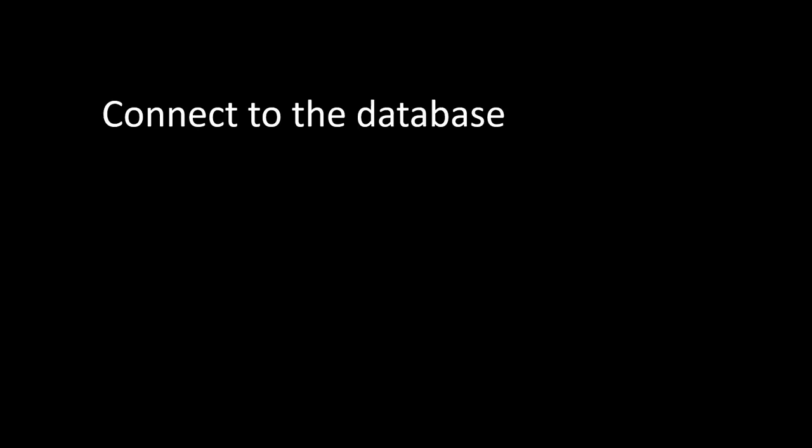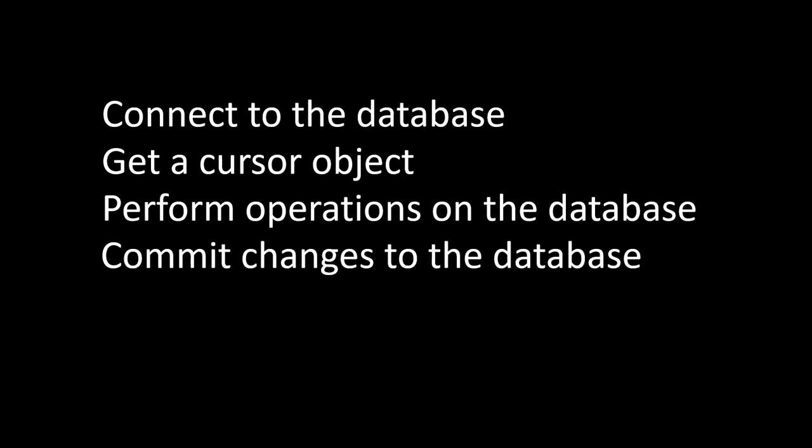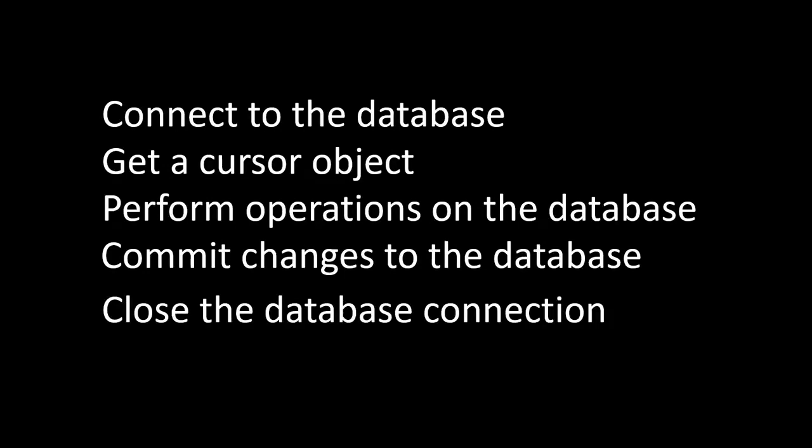First, you're going to connect to the database. This gives you a connection object. Then you'll get a cursor object for that database. The cursor object will allow you to perform operations. Then you'll perform any operations that you want on the database, and when you're finished, you'll commit any changes that you've made to the database. This saves the changes. And last, you'll close the database connection.